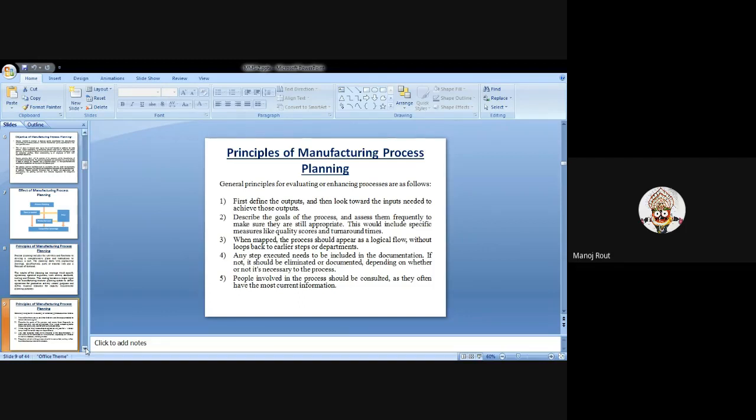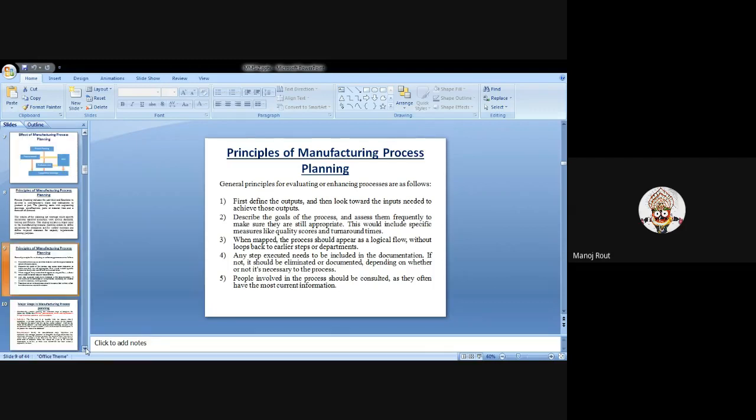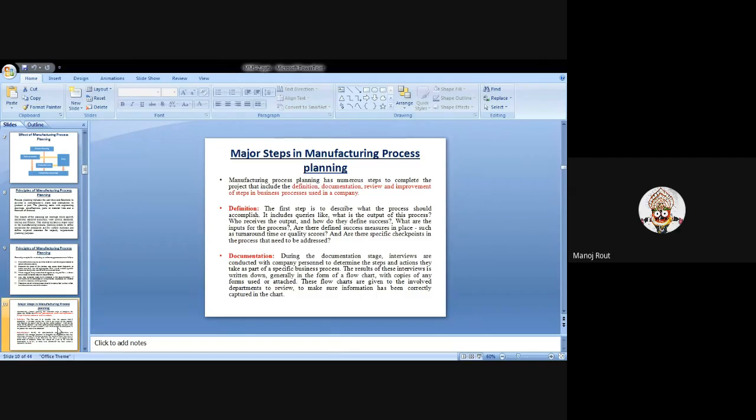The next is the major steps in the manufacturing process. The manufacturing process has numerous steps to complete the project. The first one is definition and documentation, then review and improvement of steps in the business process used in a particular company. We will discuss them one by one. In case of definition, the first step is to describe what the process should accomplish.